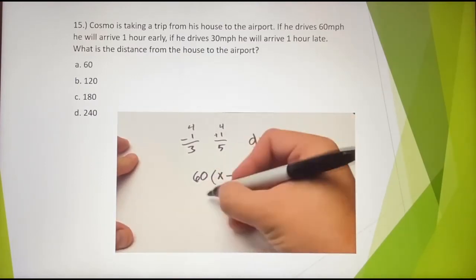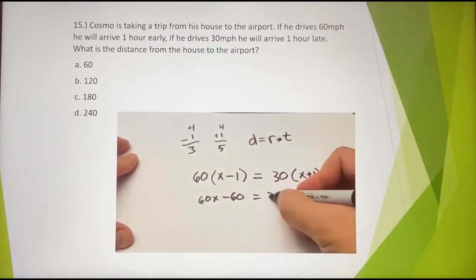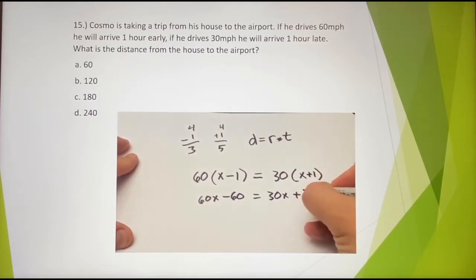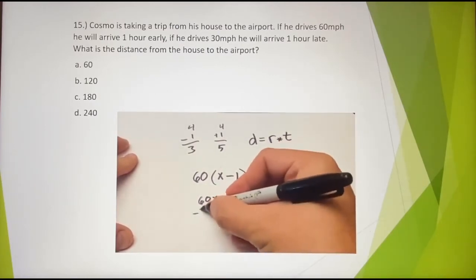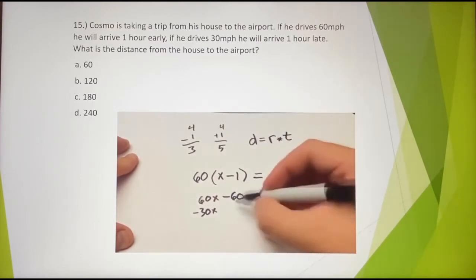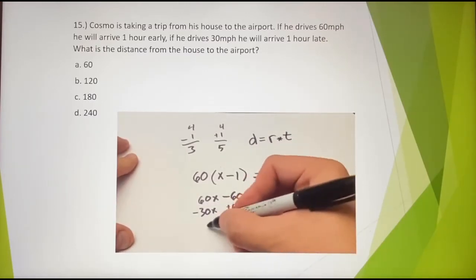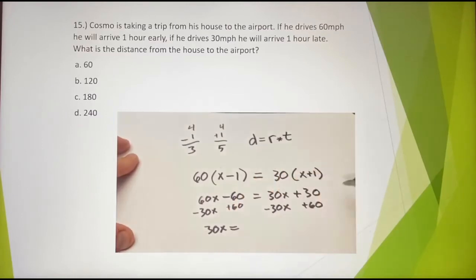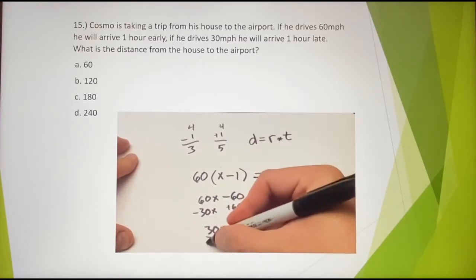Okay, so I'm just going to distribute. This gives us 60x minus 60, and this gives us 30x plus 30. I'm going to get my x's together, so I'm going to subtract this 30x from this side over here. And while I'm at it, I'm going to add 60 to get my constants together. So 60x minus 30x gives me 30x. 30 plus 60 is 90. Divide by 30.